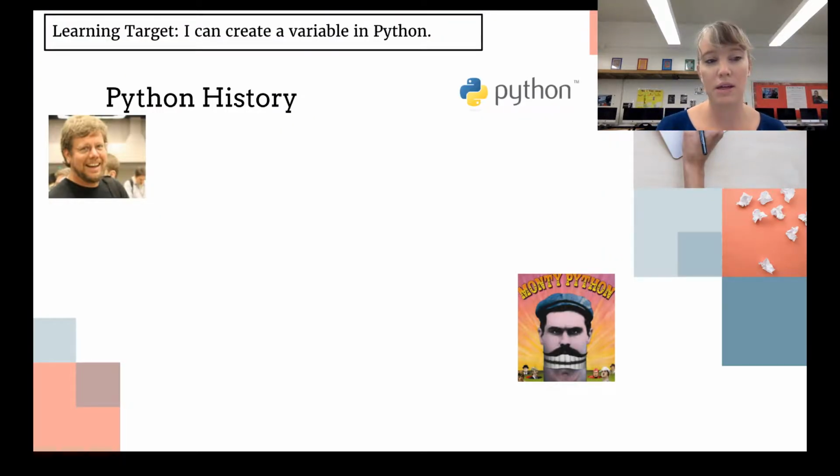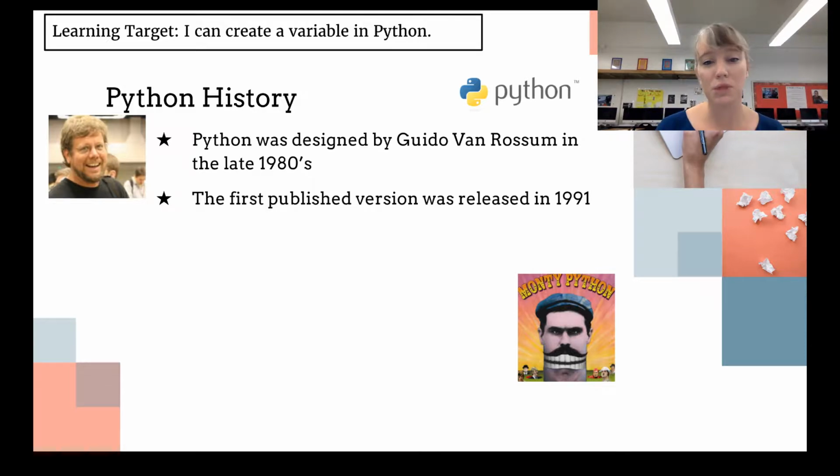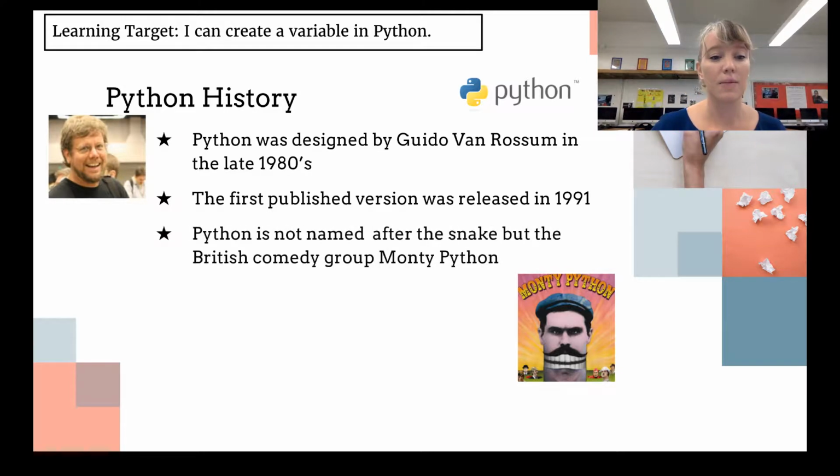Now, the history of Python is that it was designed by the man that you see to the left here, Guido van Rossum, in the late 1980s. The first published release was in early 1991, so he worked on it in the late 80s and then gave it to the public in 1991. It's not named after a snake, but after a show that Guido was watching while he was creating it, called Monty Python, which is an old British comedy group.